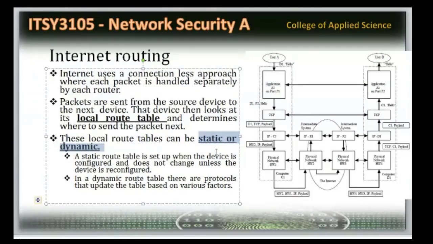Dynamic means you can use some protocols. Can anyone give me an example of a routing protocol? You can type it in the chat box. Very good, we are getting an answer, RIP. So RIP is a routing protocol. There are plenty of routing protocols available. You can use the OSPF protocol, the IGRP routing protocol, the EIGRP routing protocol.